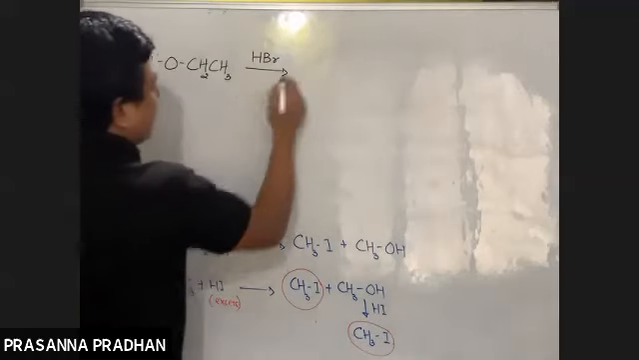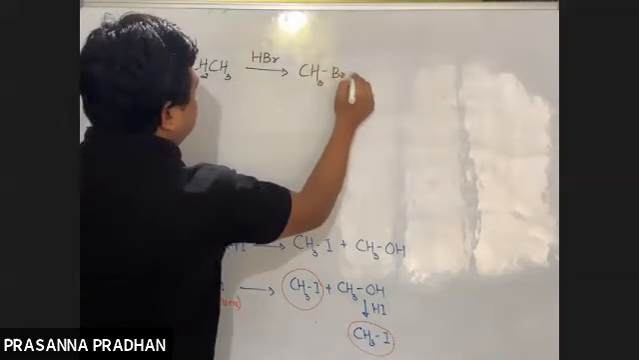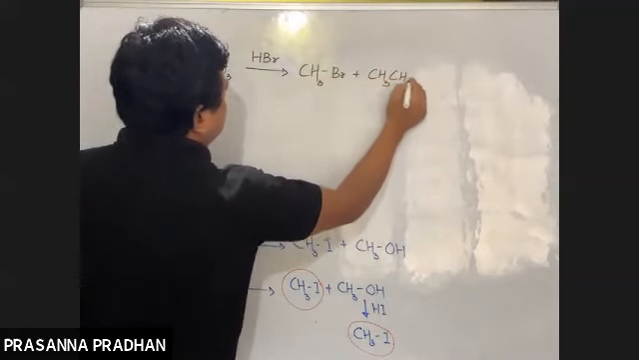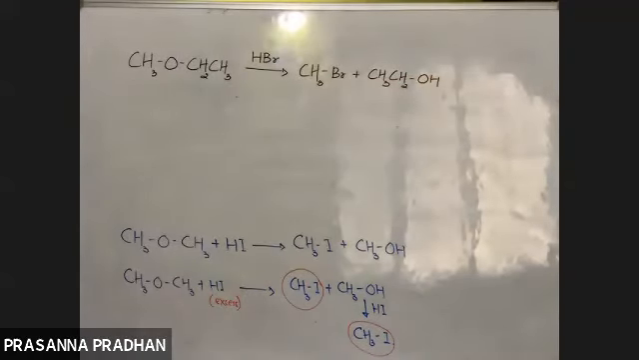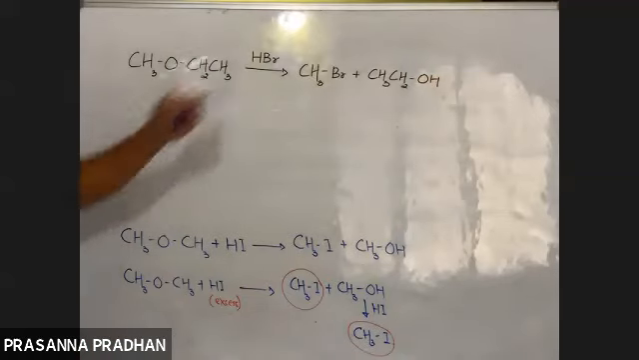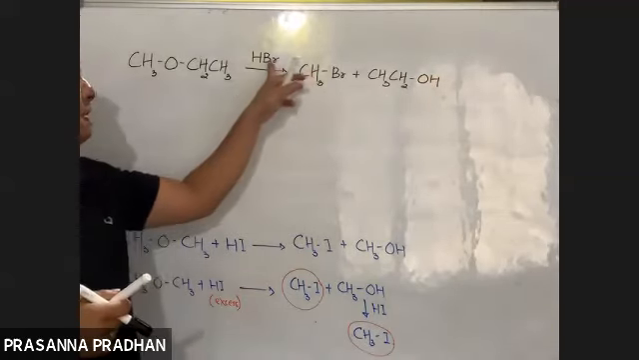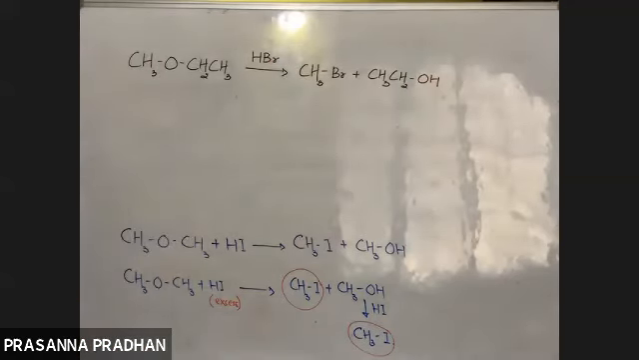Which is the smaller alkyl group? Methyl. So the methyl part forms a bond with halogen, and the remaining alkoxy part combines with hydrogen to form alcohol. If HBr is given in excess, then the alcohol will react with excess HBr to give ethyl bromide again as the final product. It's so easy, we can easily predict the product.